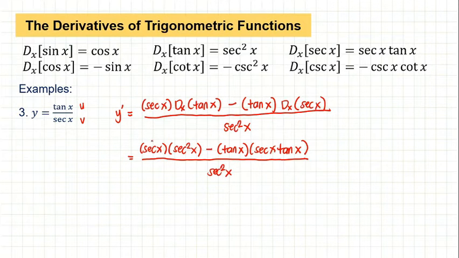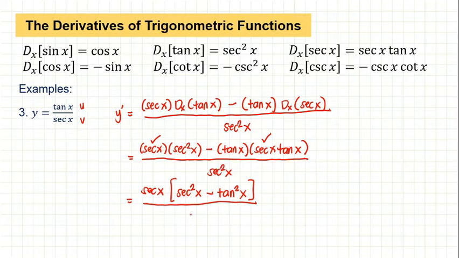Then as you can see, secant x is common to both terms here, so we can factor that one. So we will have secant x times. So what's left is secant squared x here. And we have tangent and tangent. So we have tangent squared x, all over secant squared x.